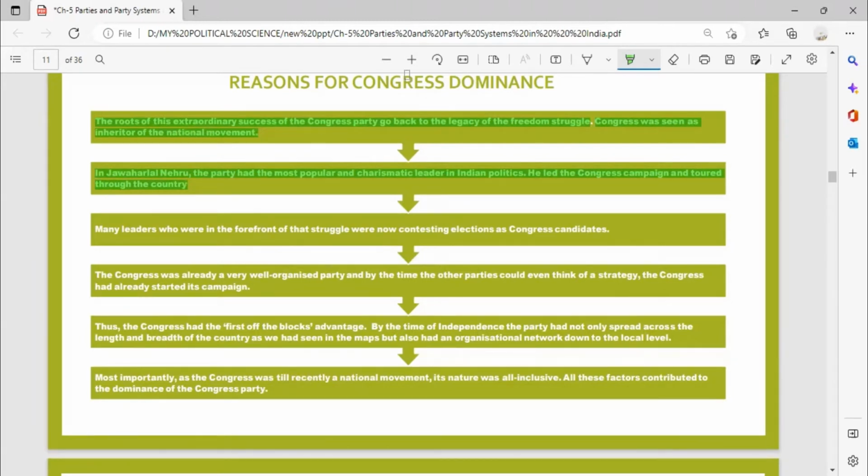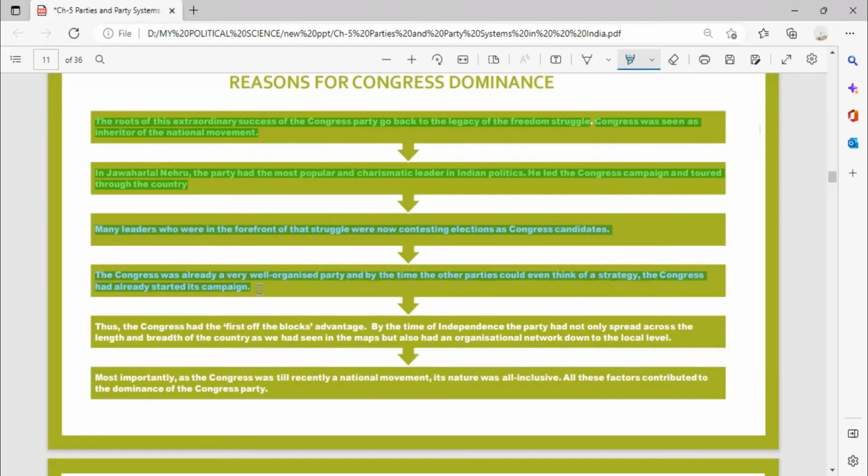Then we come to the third point: many leaders who were in the forefront of that struggle were now contesting elections as Congress candidates. Those leaders whom people had seen fighting for freedom were already contesting the elections, so how could they be defeated? People were connected with them. Then fourth, the Congress was already a very well organized party, and by the time other parties could even think of a strategy, the Congress had already started its campaign.